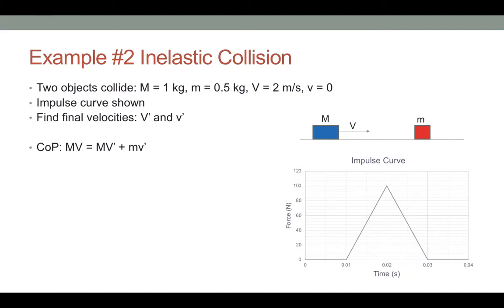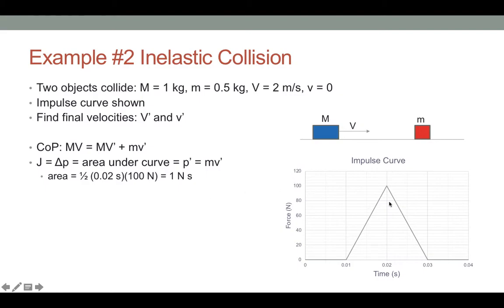So we can use the conservation of momentum. The initial momentum is all in the larger mass, and it equals the sum of the final momentum. But we also can use that the impulse is the area under this curve, and that gives us the change in momentum of each of the objects. In particular, it gives us the change in momentum of the red object. And since it starts with no momentum, that is also the final momentum of that object.